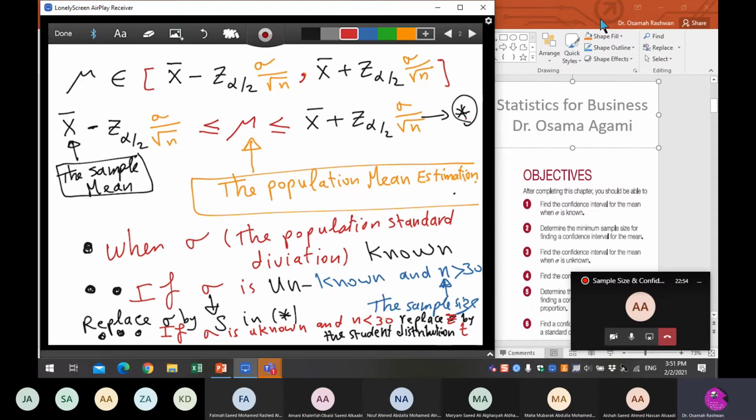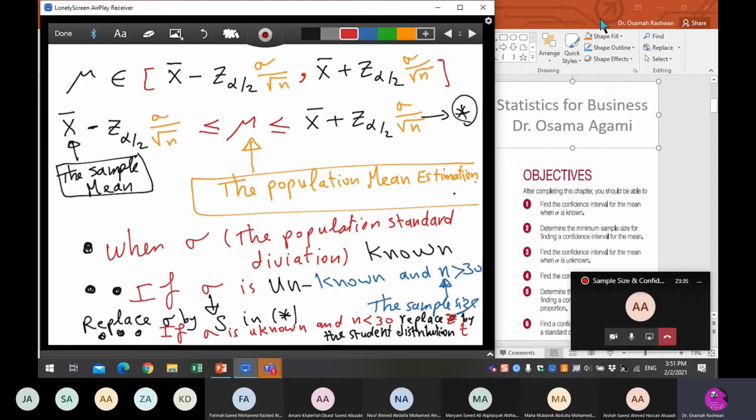So I replace z by t. Go here and take this one and put a t and replace sigma by s. That's all you are going to do in the formula. It is one formula and you change it up to the cases. I have the base and up to the cases I change the formula. Now we are ready to solve the question about the confidence interval for the mean.